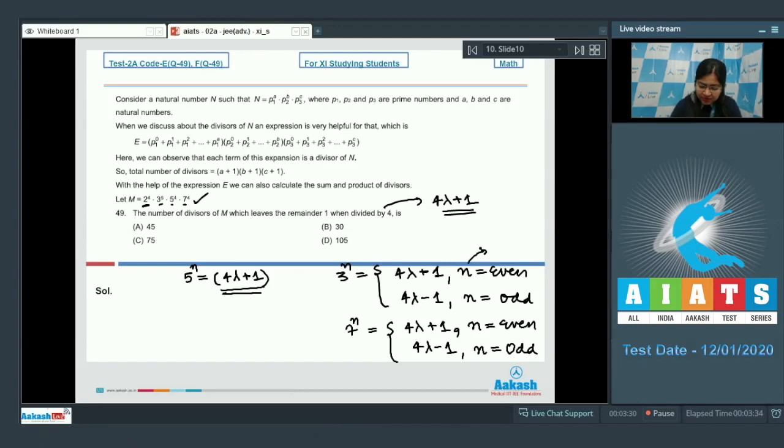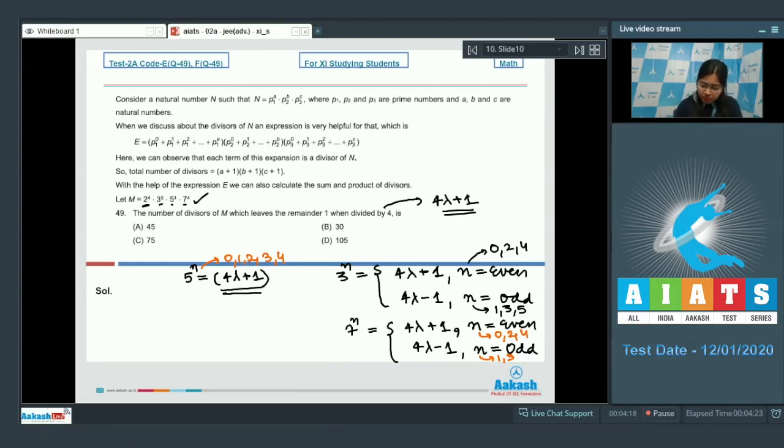See here, as 3 raised to the power n is given, n can be 0, 1, 2, 3, 4, 5. So n equal to even means it can take value 0, 2 or 4. And here n equal to odd means it can take value 1, 3 and 5. Maximum power of 3 is 5 given, right? So more than 5 cannot be taken. Now here if we see, if n is even for 7 raised to the power 4, n can be 0 to 4, and here it can be 1, 3, that's it. 5 is not there, right? And here 5 raised to the power n, n can be 0, 1, 2, 3 or 4, right? All these possibilities are here.